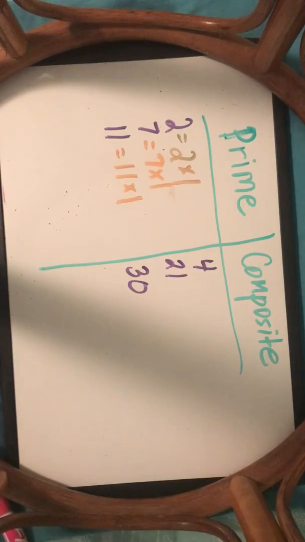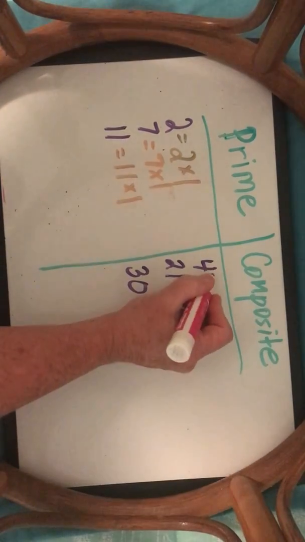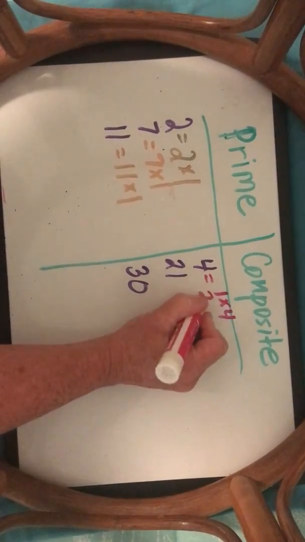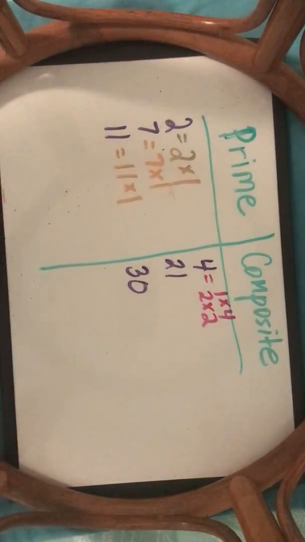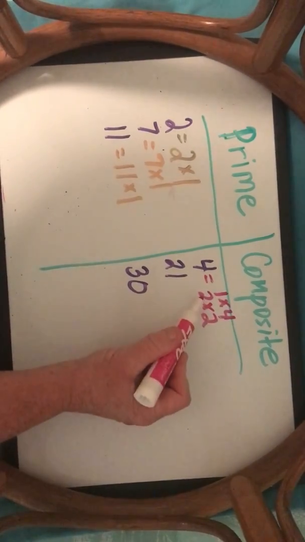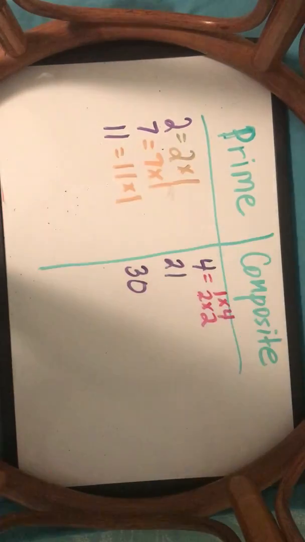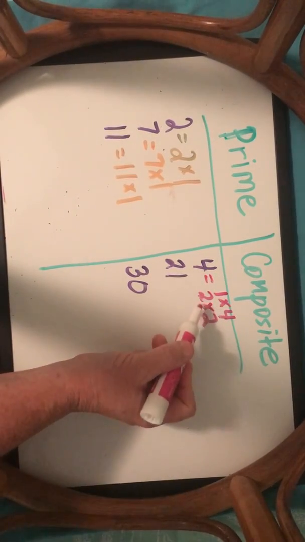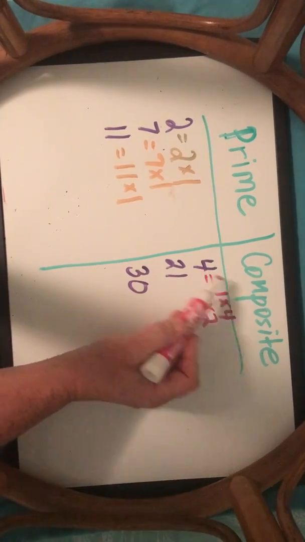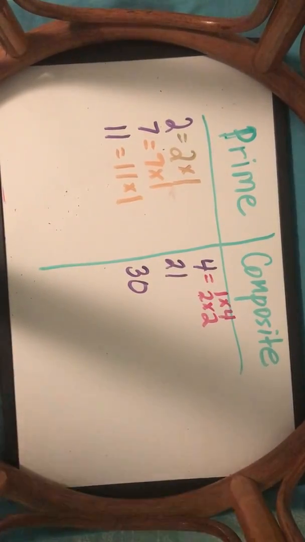Okay, numbers that have multiple factors, such as these over here. So let's think, for 4, we have 1 times 4, and we have 2 times 2, so it has multiple factors. It is more than just 1 and itself. It has another set of factors. You can multiply 2 times 2 to get 4. So 4 is considered a composite number.